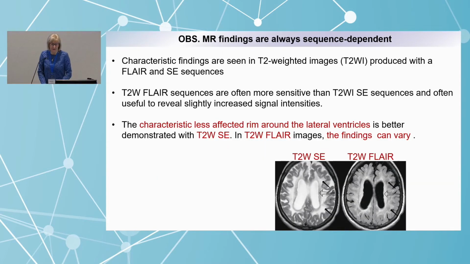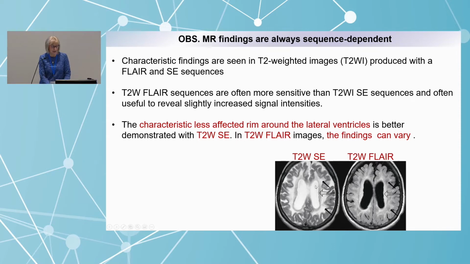Always when we talk about MR findings, we must remember that they are sequence dependent. T2 weighted images are usually produced with FLAIR, spin echo, or SE sequences. Here we have a T2 weighted spin echo image and this typical rim around the ventricles. We can see that finding in every ADLD patient with that sequence.